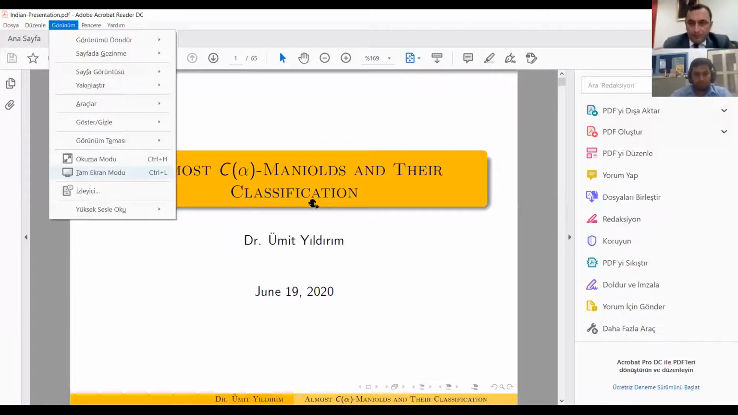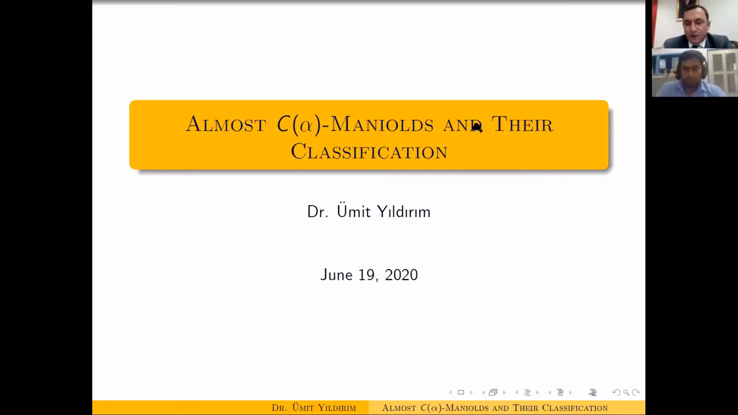Almost complex manifolds. Almost C-alpha manifolds and their classification.